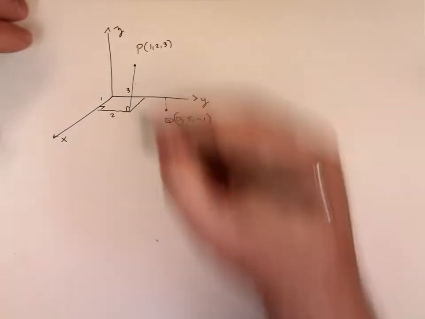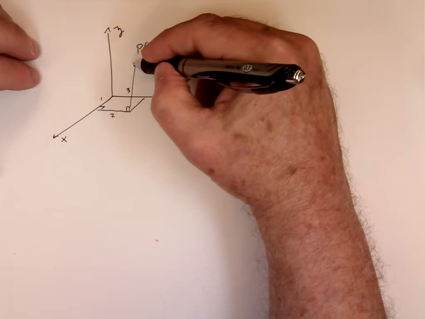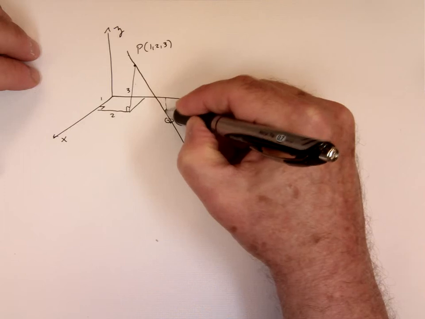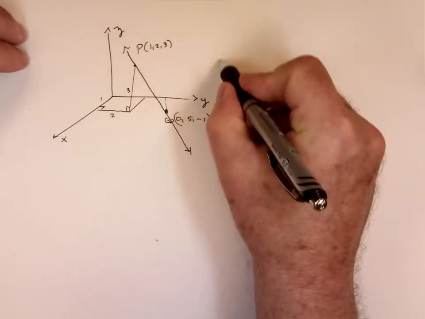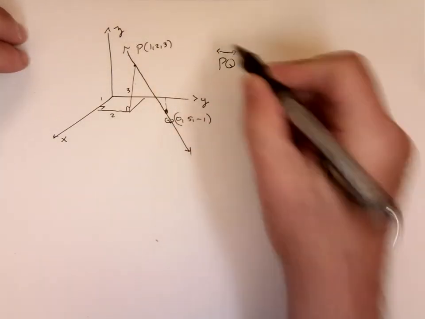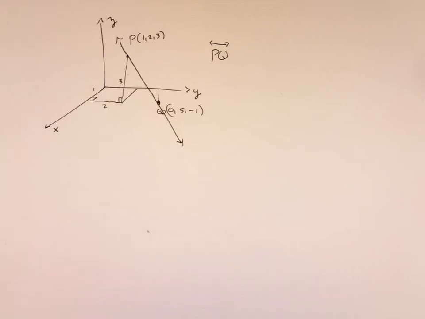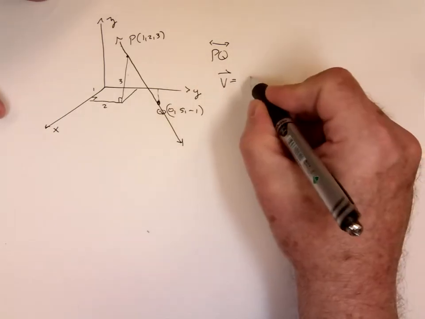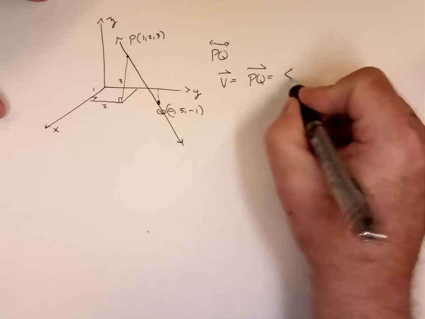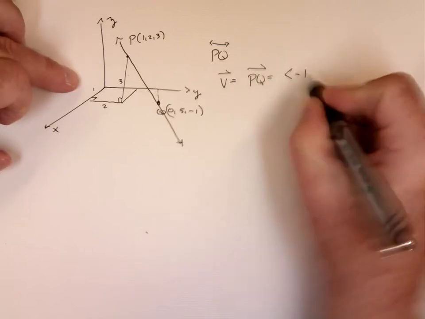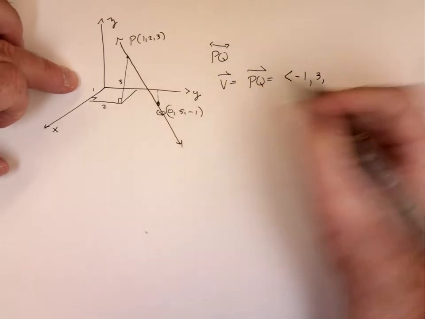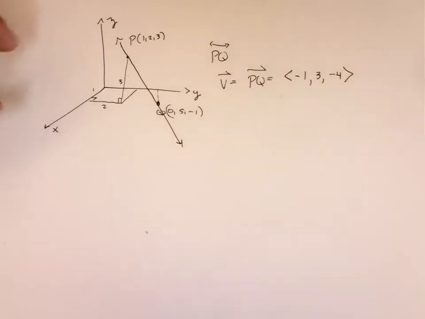And let's find the equation of the line through these 2 points. Find the equation of line PQ. Well, first thing to do is find a direction vector. Our direction vector, V, is going to be equal to vector PQ, and that's going to be equal to negative 1, 0 minus 1, 5 minus 2, and negative 1 minus 3.